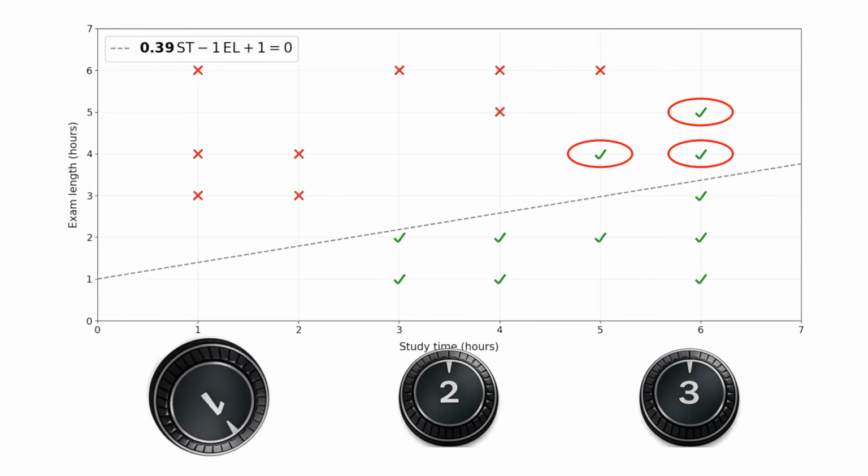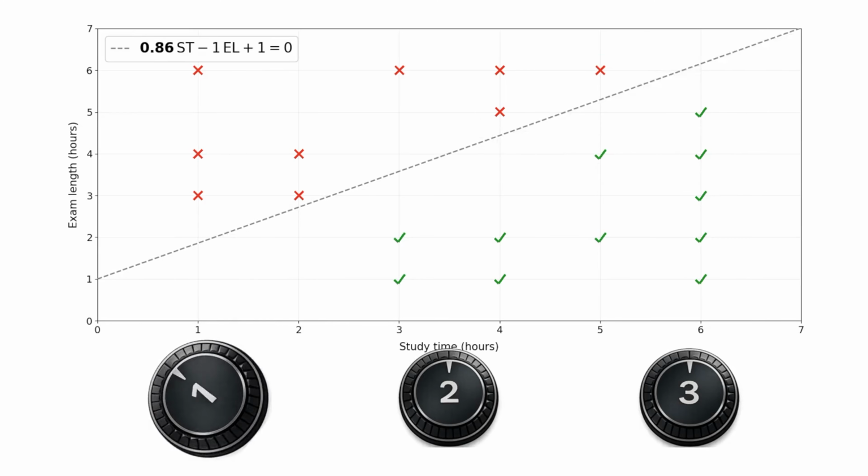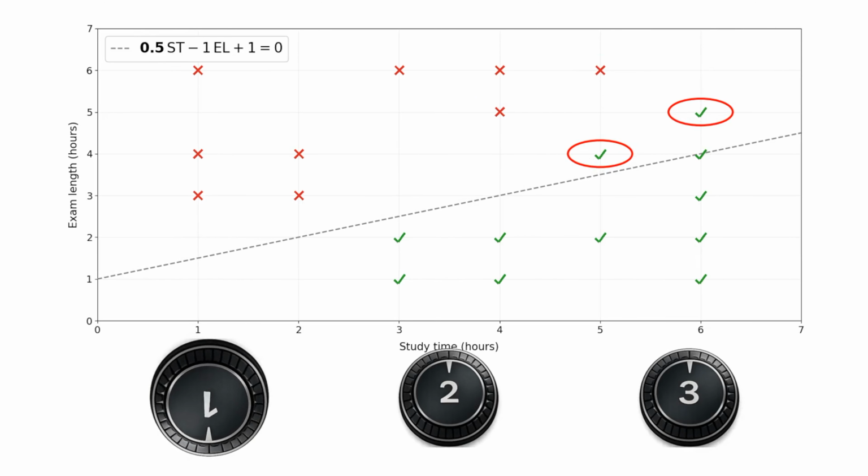We can try turning the first knob by decreasing it by 1. Okay, maybe that was a little too much. Let's maybe decrease it by 1/2 instead. By decreasing it, we get fewer mistakes. Now that that knob is set, let's move to the next one.